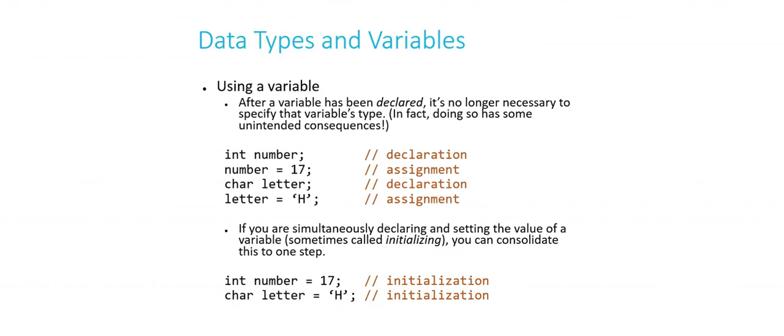We can repeat the process again with letter, char letter, semicolon. That's a declaration. Letter equals capital H. That's an assignment. Pretty straightforward too. Now, this process might seem kind of silly. Why are we doing this in 2 lines of code? Is there a better way to do it?